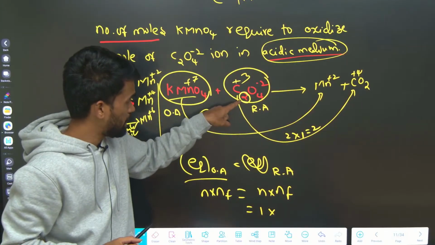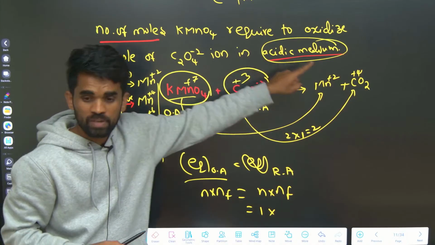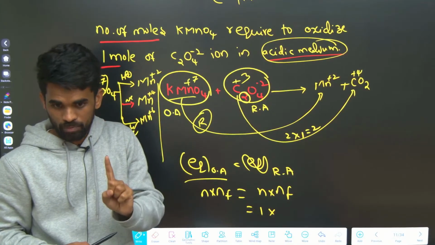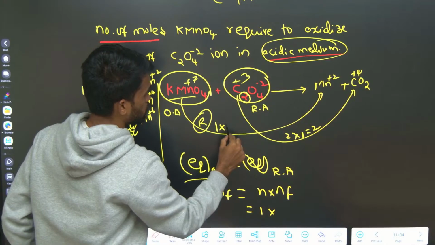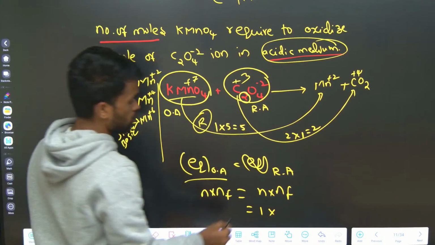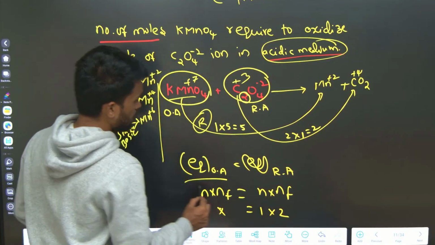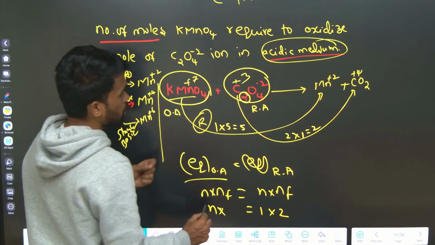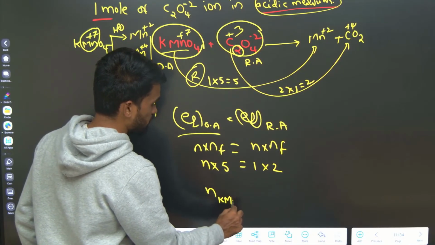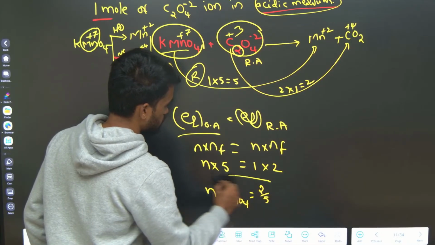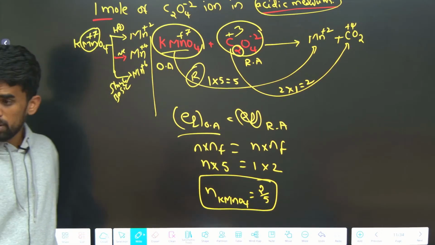So the total N factor is 2. Always take from your starting material how many atoms are involved in that process, and multiply with that number. So 2 into 1, that is 2. Here, +7, how many manganese ions are there? 1. +7 converting into +2 means the total change is 5. Now you have the oxalate ion: 1 mole, N factor 2. On this side, the number of moles of KMnO4 you need to find, with N factor 5. So the total KMnO4 required is 2 by 5, that's it: 0.4 moles of KMnO4 is required to oxidize 1 mole of oxalate ions.